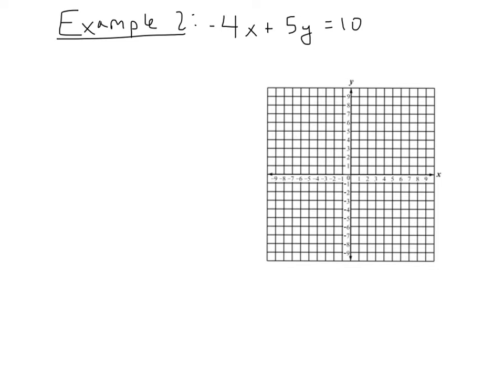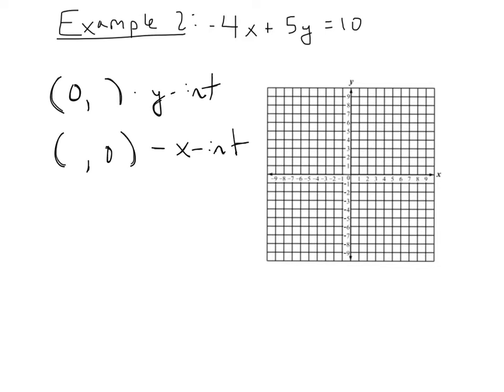So here we'll work with the equation negative 4x plus 5y is equal to 10. And we'll remember that our y-intercept has a 0 for x, so this will be my y-int. And my x-intercept has a 0 for y. And I'll use that to do the cover-up method to determine the value of the other coordinate in these intercepts. So I'll start with the y-intercept, where I know that x is 0, so I can cover that right up. And I end up with 5y equals 10, which means that y is equal to 2.